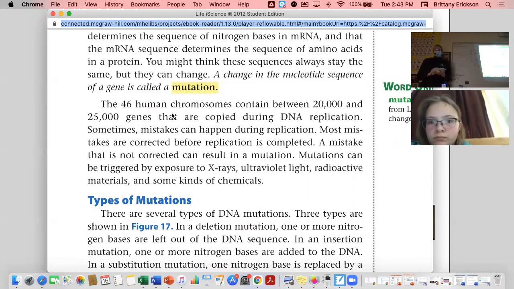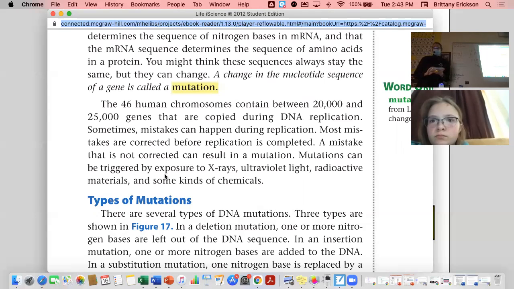The 46 human chromosomes contain between 20,000 and 25,000 genes that are copied during DNA replication. Sometimes mistakes can happen during replication. Most mistakes are corrected before replication is completed. A mistake that is not corrected can result in mutation.